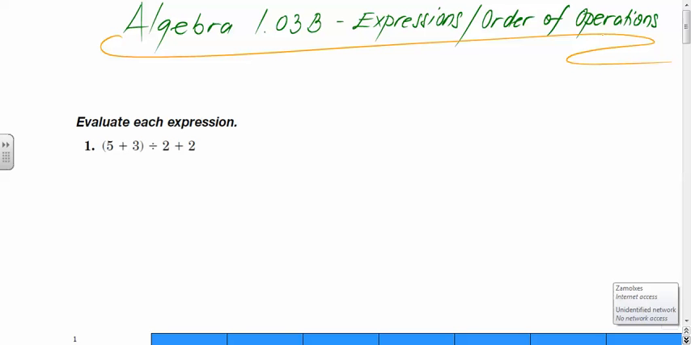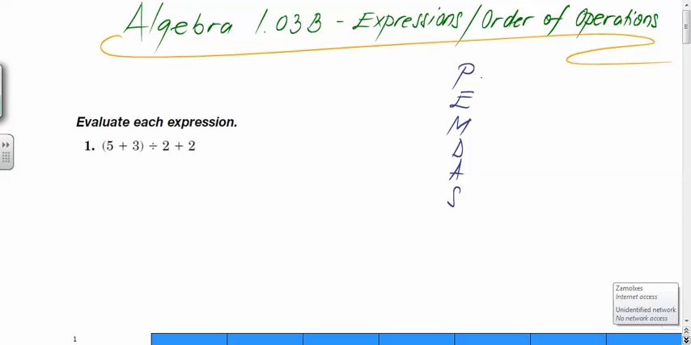Well, as usual, because we're talking about order of operations, write down PEMDAS. Everybody knows by now, P stands for parentheses, E for exponents, M for multiplication, D for division, A for addition, S for subtraction. Okay, I'm looking at my problem.